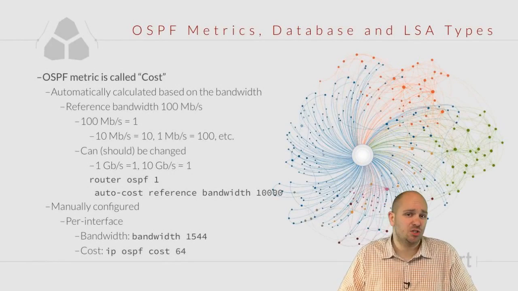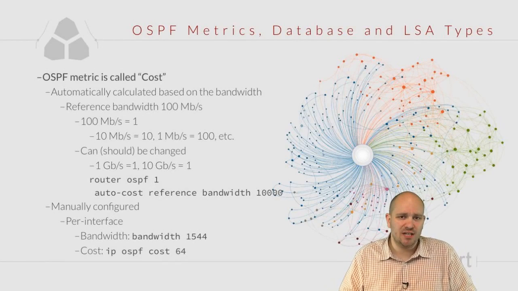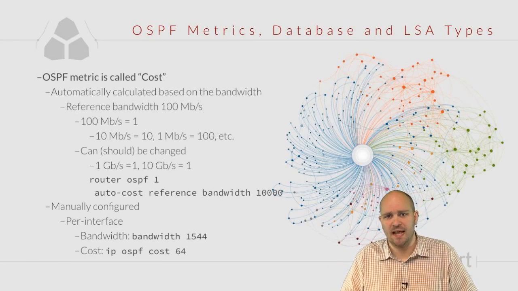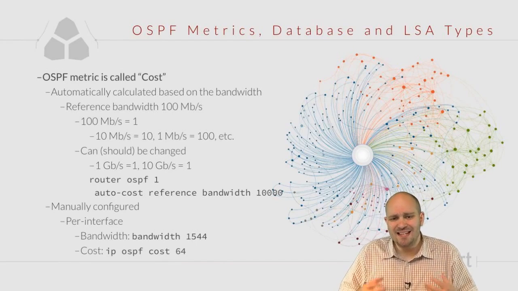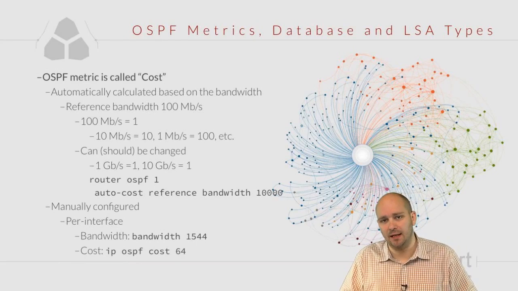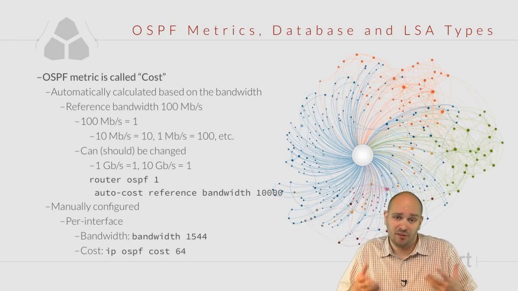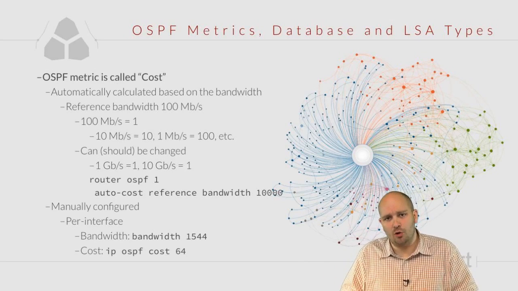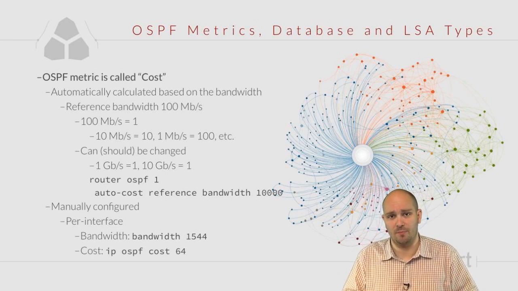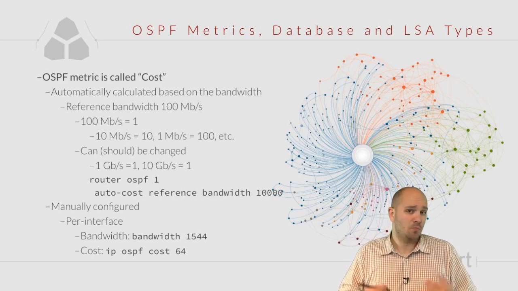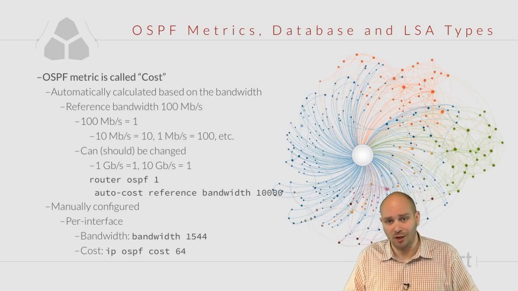OSPF metric is called cost. The reason why it's called cost is really just a traditional historical reason, because the OSPF cost, the OSPF metric, is automatically, or can be automatically, calculated based on the bandwidth. And the assumption there is that the bandwidth costs some money. So when OSPF was designed, cost was chosen as the name of the metric to reflect this sort of monetary cost. It really has nothing to do with the monetary cost.